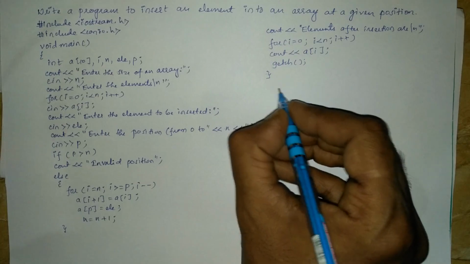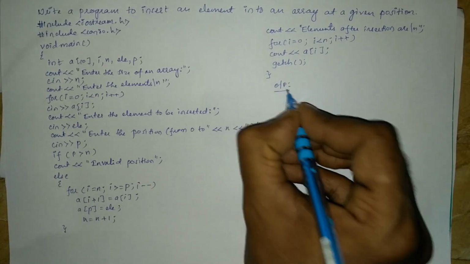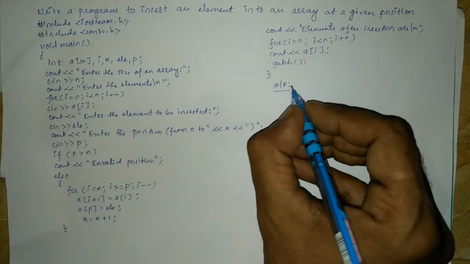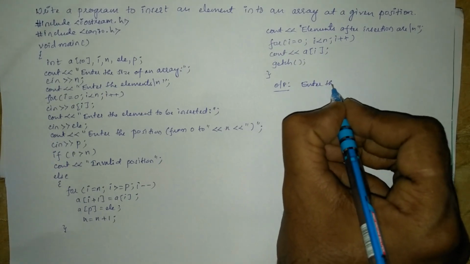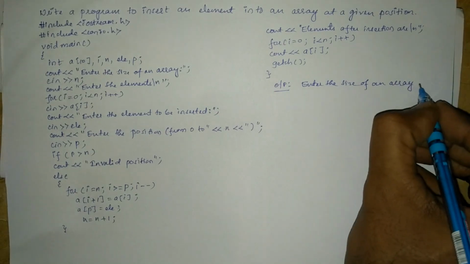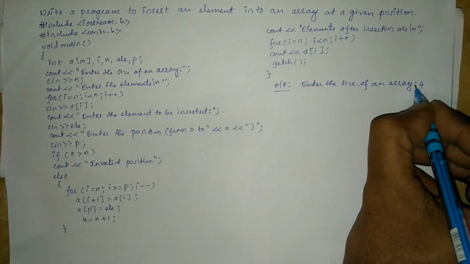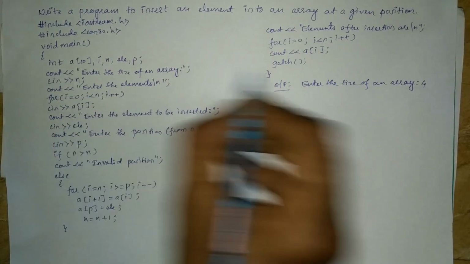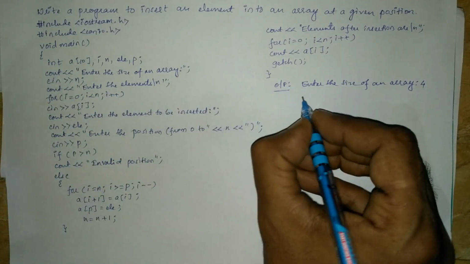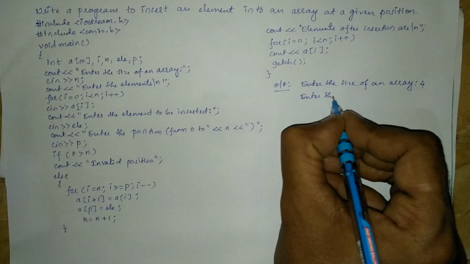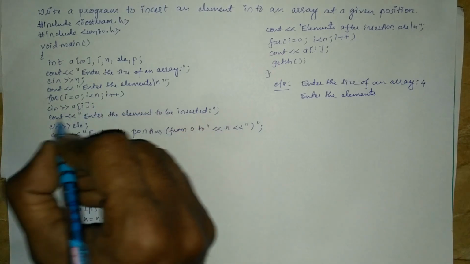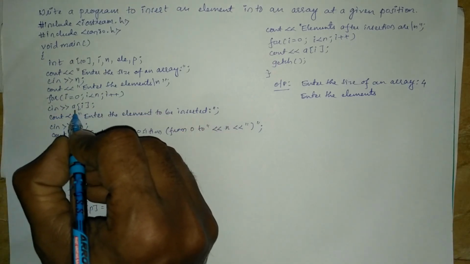Now let us check out how exactly this program works. I'll write here output. So once we compile and run this program, it will ask the user to enter the size of an array. So I'm going to write here "enter the size of an array". For example, I'm going to enter 4. So this value 4 will be stored in the variable n. Cout "enter the elements". So now it will ask the user to enter the elements. Because of this backslash n, the cursor will come down to the next line, and we are going to insert the elements one by one.